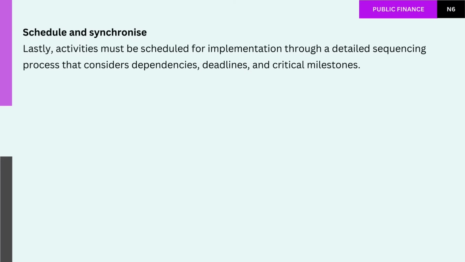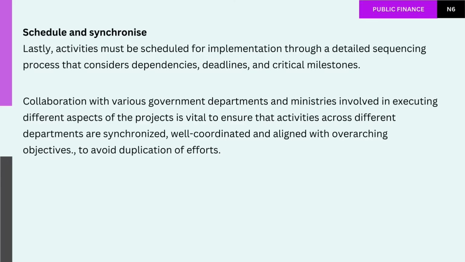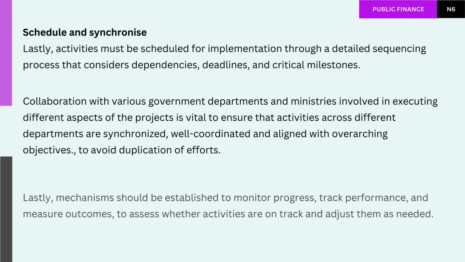3. Schedule and synchronize. Lastly, activities must be scheduled for implementation through a detailed sequencing process that considers dependencies, deadlines, and critical milestones. Collaboration with various government departments and ministries involved in executing different aspects of the projects is vital to ensure that activities across different departments are synchronized, well coordinated, and aligned with overarching objectives, to avoid duplication of efforts.